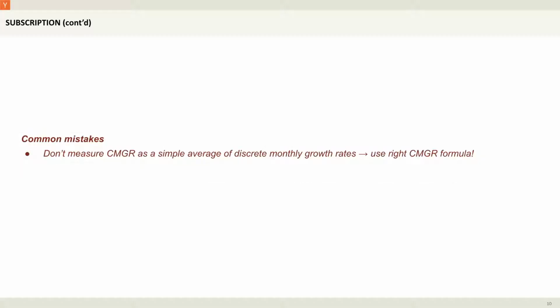What founders often do as a mistake is they would just do the average. So they would do 90% this month plus 10% second month plus 80% third month. What happens with averages? It makes your growth look good because you had some spikes.